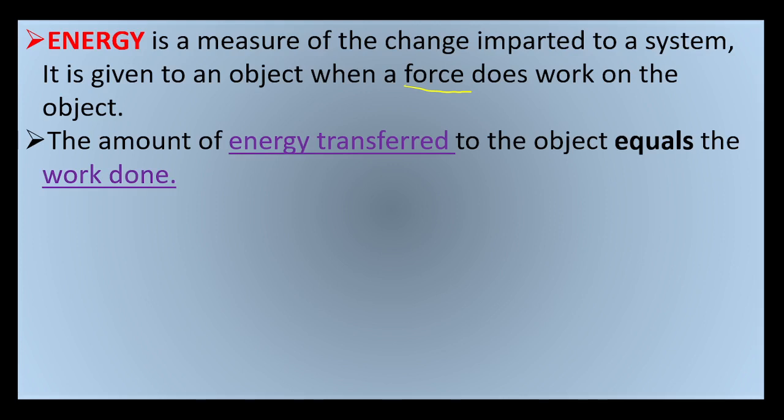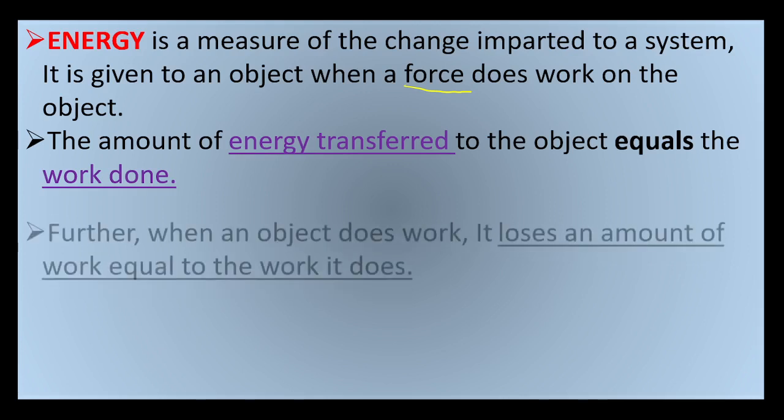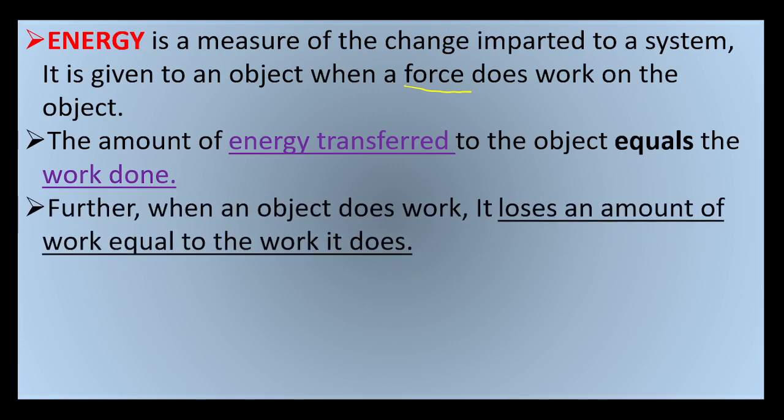Because energy can be gained or lost, and it can also be transferred to another form of energy. So when energy is being transferred to another form, that energy which has been transferred is what we equate to the work done. So like I have already stated, the work done by an object is also equal to the amount of energy that has been lost.